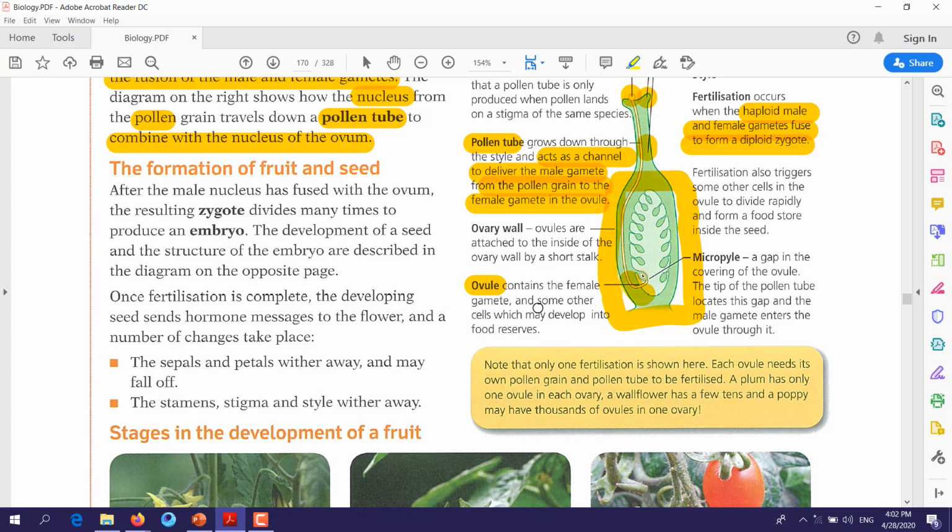After these changes, maybe someone will ask, what will happen to the other parts of the flower, for example petal, sepal, anther, filament? After fertilization, seeds send a hormone message to the flower, and some changes will happen. Sepals and petals wither away and may fall off. Stamens, stigma, and style also wither away. All of them will wither away, or maybe they will fall.